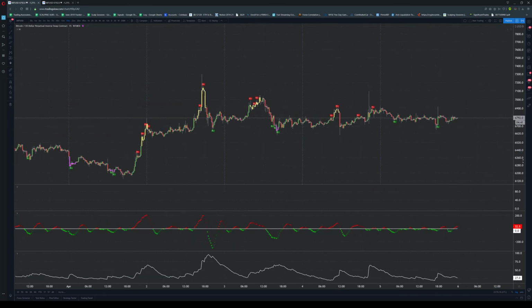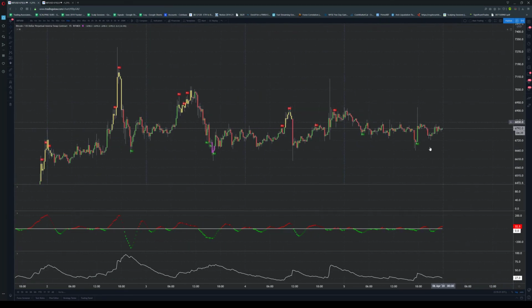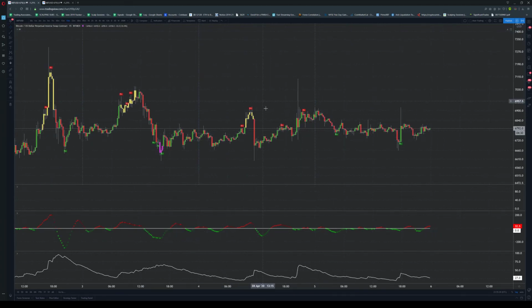So I use Session. I believe that Bitcoin runs daily liquidity. I feel like structure matters, but I feel like Bitcoin runs daily liquidity from the open to the highs to the close, so on and so forth.